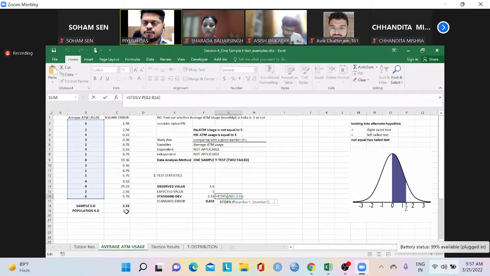Any questions on this? Why this variation is coming? Please make sure that in case you are using the formula, you use standard deviation dot s, that is for the sample, right? Any questions or any doubt?